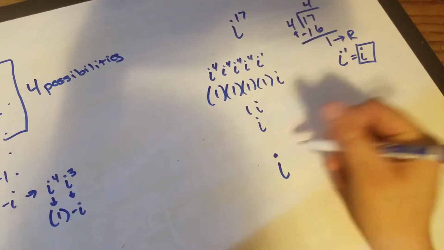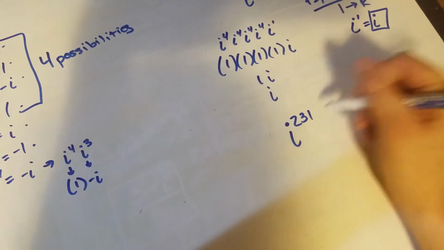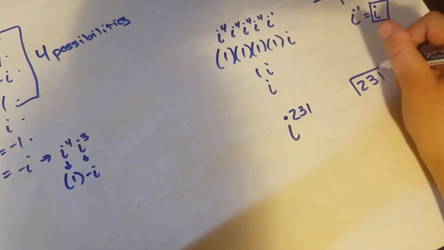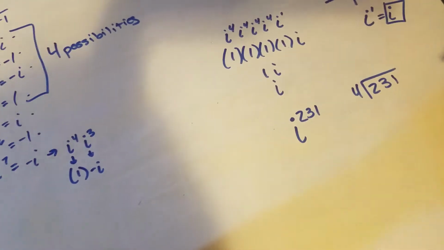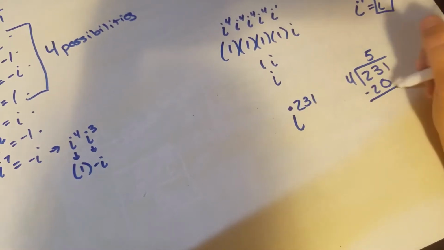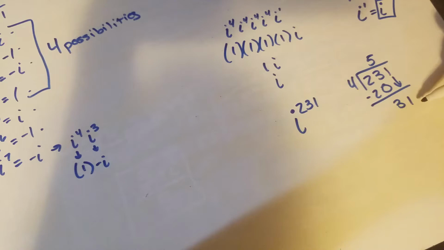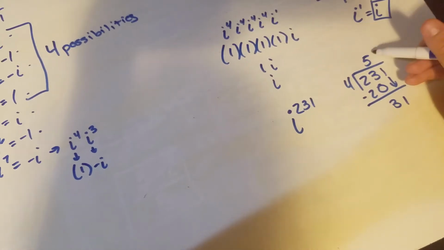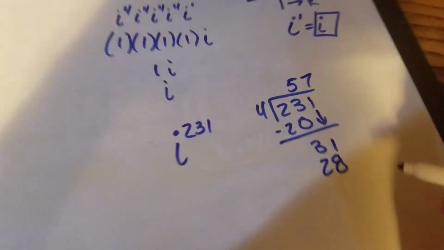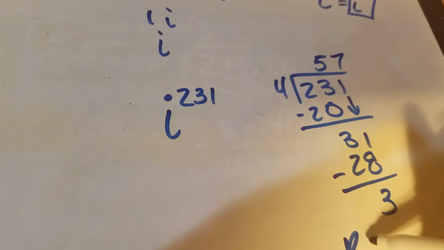Where it comes in handy is if we were looking at something like i to the 231. Okay, so if we had 231, we would take 231 and divide it by 4. So 4 goes into 23 5 times. 5 times 4 is 20. Subtract to get 3. Bring down our 1. 4 goes into 31 7 times. 7 times 4 is 28. Subtract, we get 3. So we have a remainder of 3.